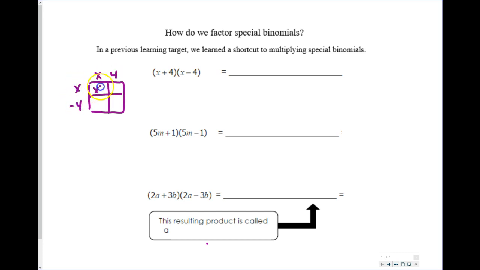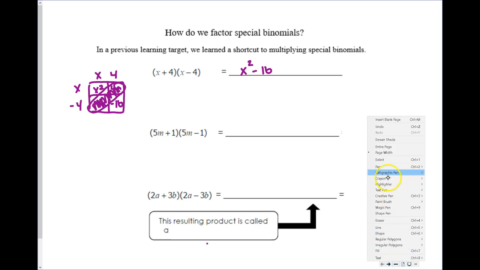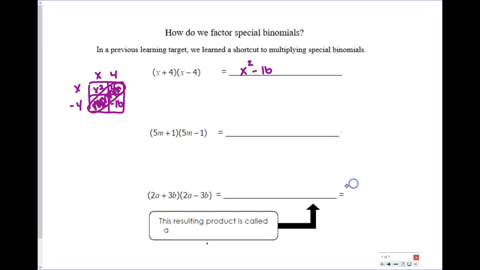So I get x squared here, 4x here, negative 4x here, and then negative 16. So you'll notice that when you combine like terms, 4 minus 4 actually cancels out. So these go away, and I'm left with x squared minus 16. Let's try the next one and see if we can see a pattern between them. So 5m plus 1 and 5m minus 1.